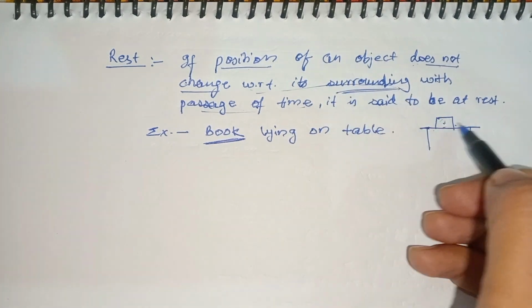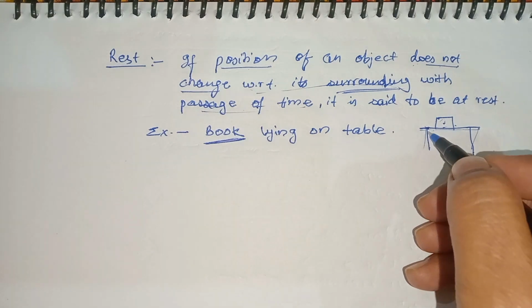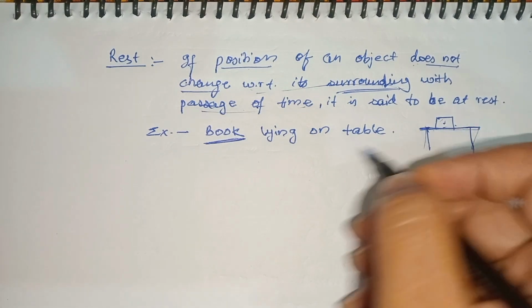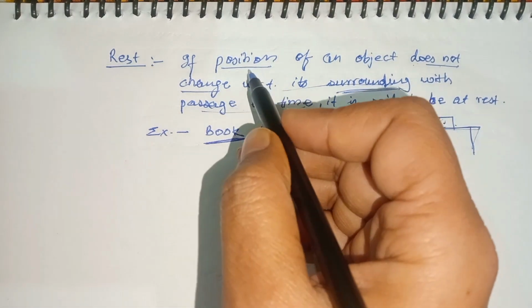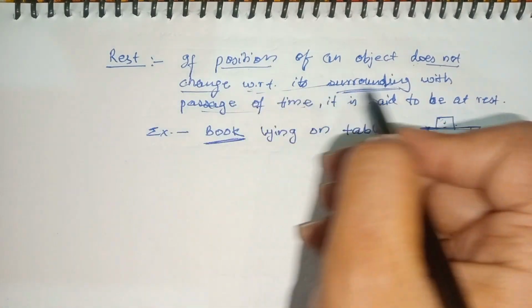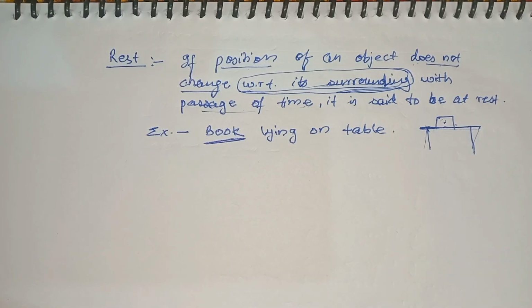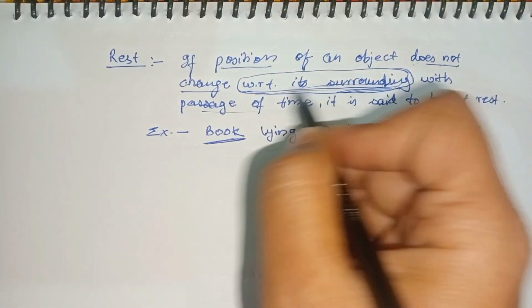What is the surrounding of the book? This table is the surrounding. Okay, surrounding is this table. Always we calculate whether a position is in rest or motion with respect to its surrounding. This is the biggest point. Okay, with respect to what? With respect to surrounding. This is the most important point here.